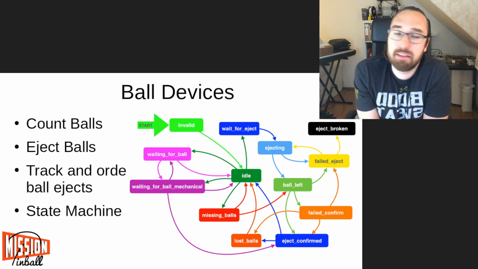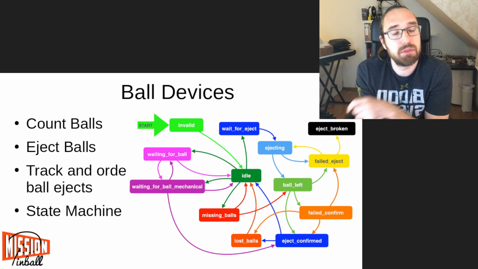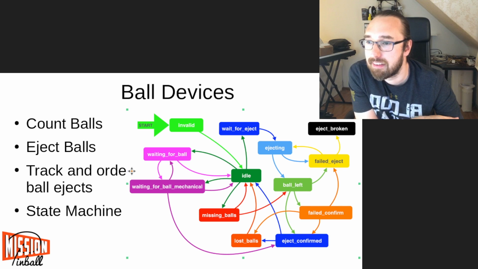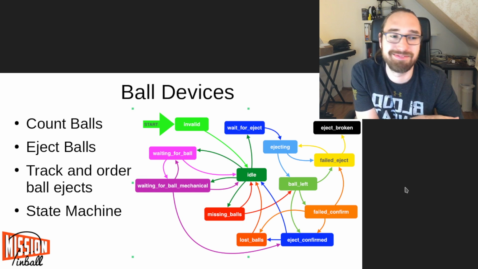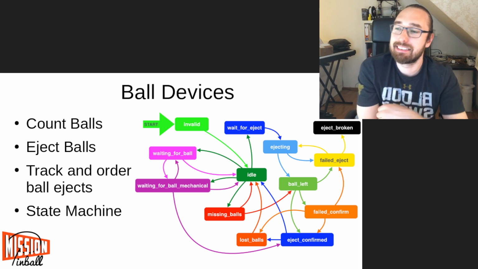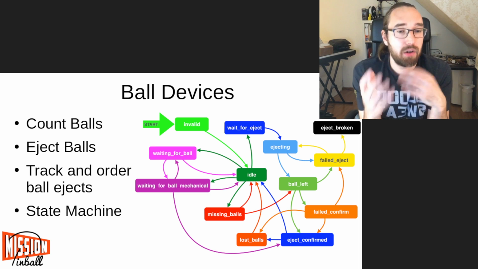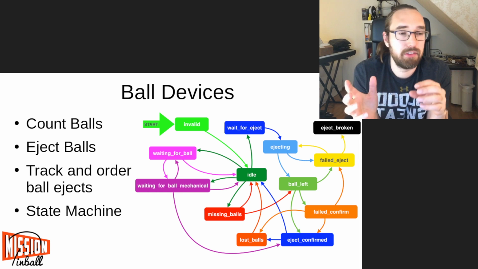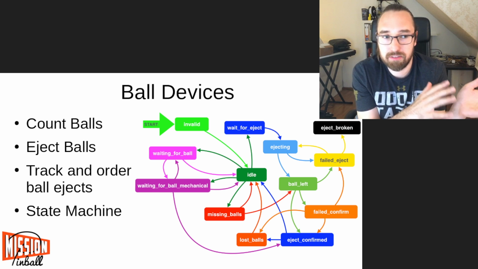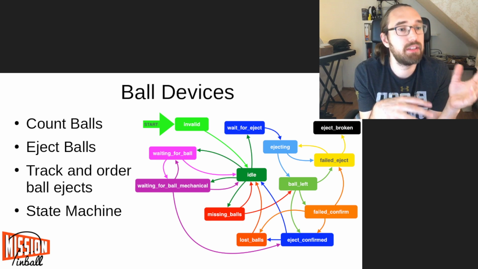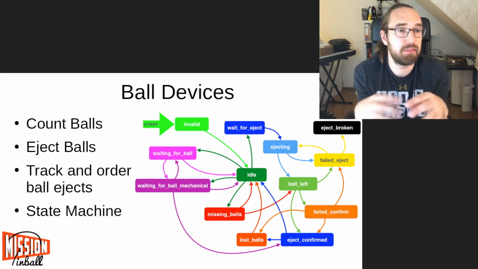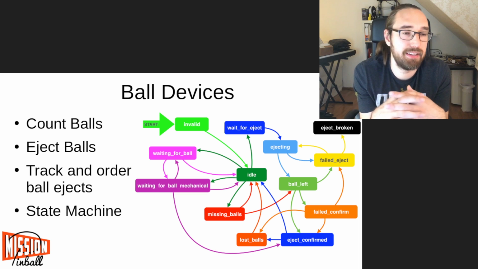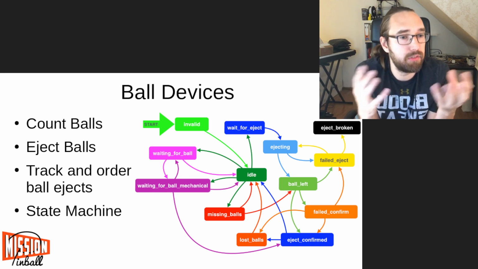Then the task of this ball device is to track and order ball ejects. Okay, the R is missing there. It's like order ball devices and ball ejects. Ordering means, if the ball device ejects a ball, it needs to make sure that this ball either reaches the other device, the target device or the target playfield, or it returns. It's not possible that both happen, and it's also not possible that none of it happens, right? Because then we would lose track of the ball.